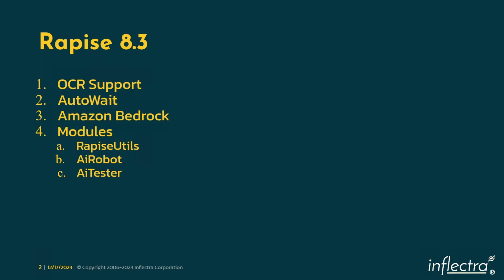And modules. Rapise 8.3 comes with powerful, ready-to-use modules, and we are going to touch some of them. RapiseUtils, essentially utilities to simplify automation tasks within Rapise and framework maintenance. AiRobot, designed to support advanced robotic process automation. And AiTester, a module to facilitate AI-driven testing scenarios. So let's delve into details about this release.